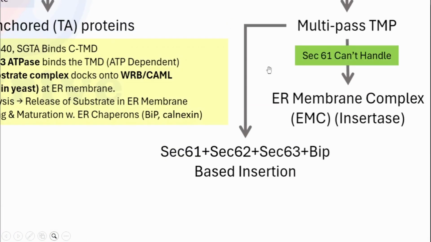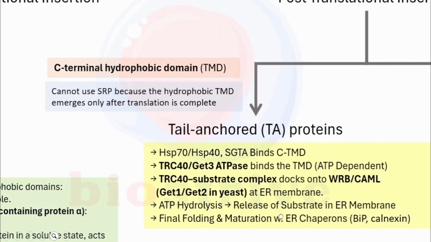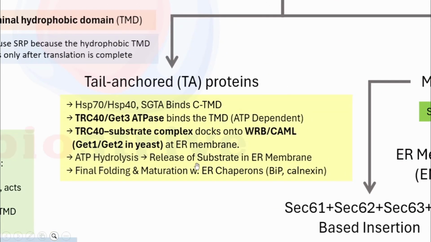Multipass proteins can be inserted by the Sec61, 62, 63 and BiP mechanism we talked about earlier, and if the Sec61 cannot handle this insertion, the ER membrane complex insertase enzyme complex will help in this insertion as well. In the case of tail-anchored proteins, we have a pair of different chaperones like HSP70, HSP40, SGTA, which bind to the C-terminus specific domain.